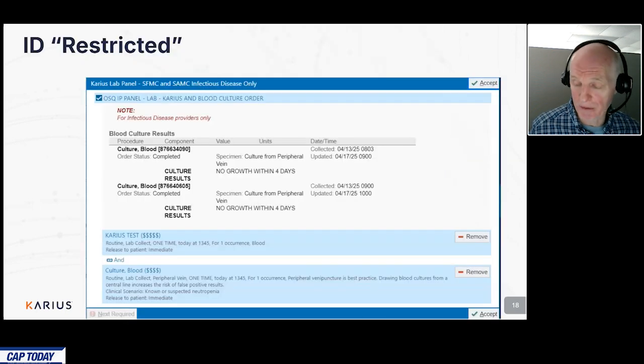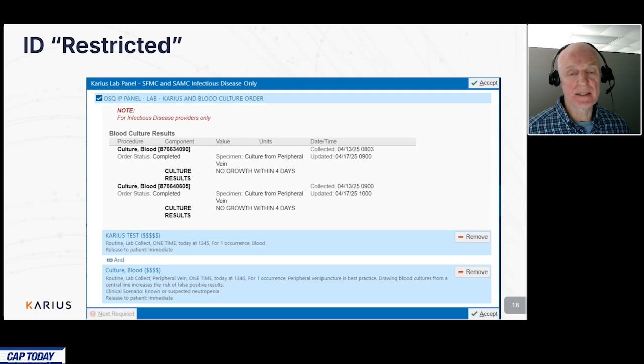That's why we feel our partnership with the ID providers has really been value added. Here's an example of, I went into a patient's chart last week and ordered 2 sets of blood cultures as well as a Karius test. As you can see, the EMR immediately reminds me the patient already had 2 sets of blood cultures done 4 days prior that were negative and prompts me for the option to remove these redundant tests. Also reminds me that if I wasn't an ID provider, the Karius test would not be available in my order entry menu.